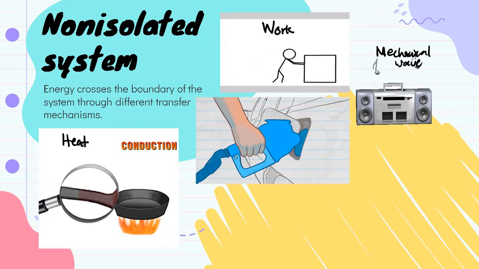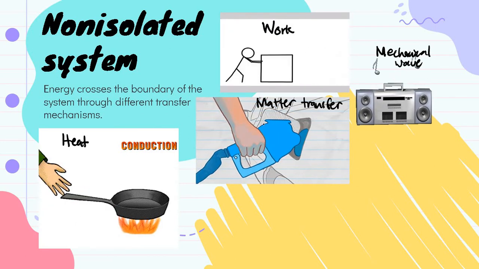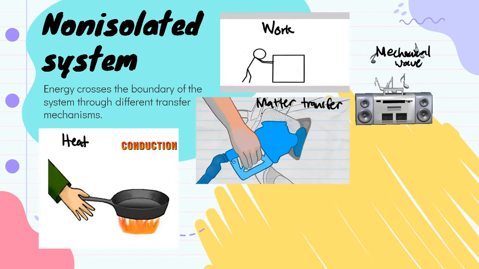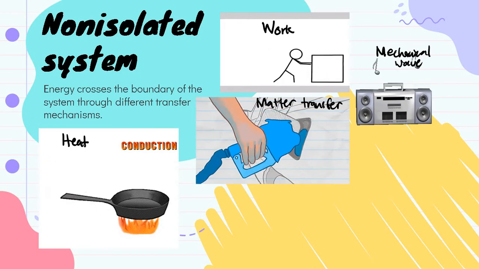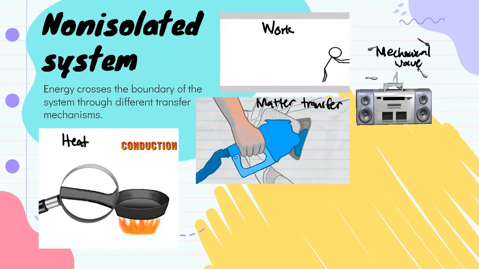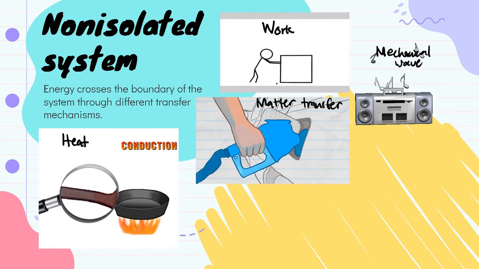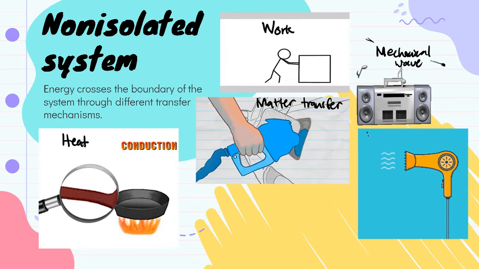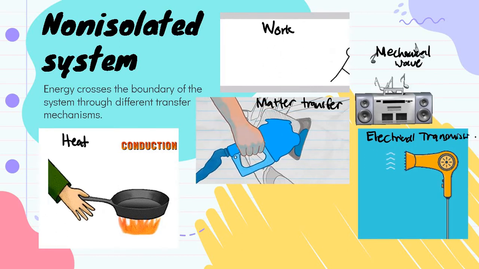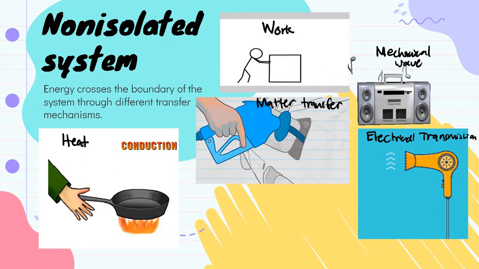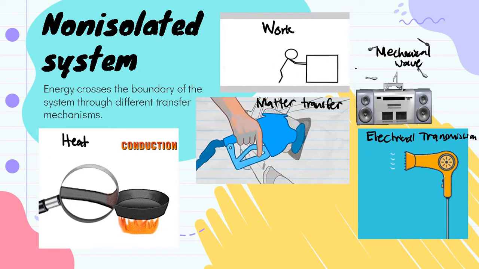The fourth one is through matter transfer. Just like what you can see in the GIF here, in order for the engine of a car to work, it needs chemical energy through gasoline. In order to provide that chemical energy to our engine, we transfer that matter from one place to another. The fifth one is through electrical transmission. There are devices that we use inside our houses that cannot work if not for electricity.